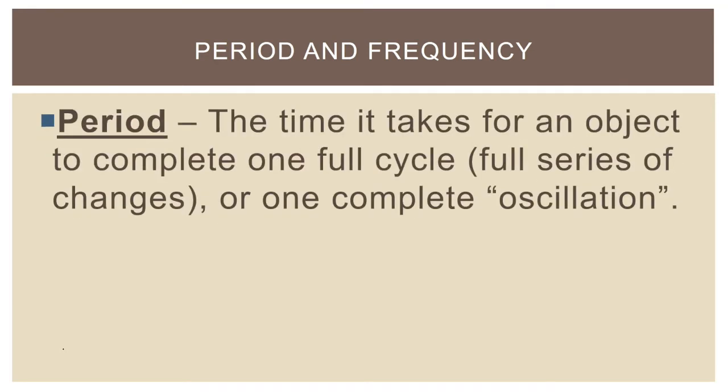The period definition is that it is the time it takes for an object to complete one full cycle, or in other words, the full series of changes, or one complete oscillation. What we mean by that basically is that the object moves through all possible positions. So it starts at 0 like we just had in that particular instance. It goes through all of the positive positions, through all of the negative positions, and then back down to 0. That's what one full period looks like.